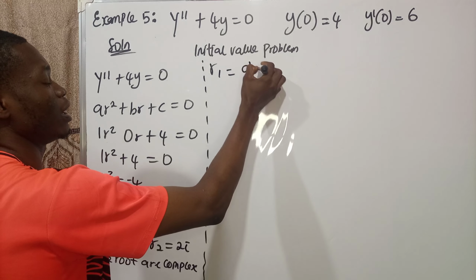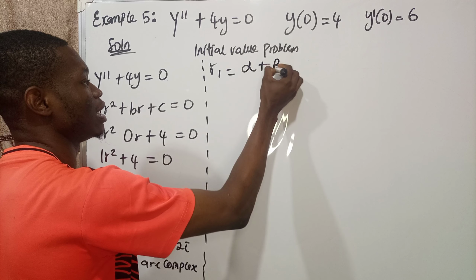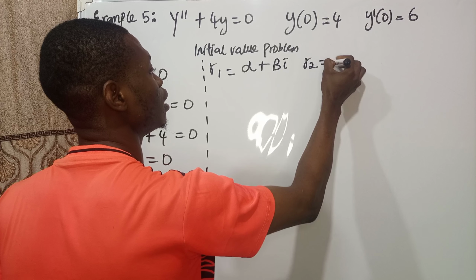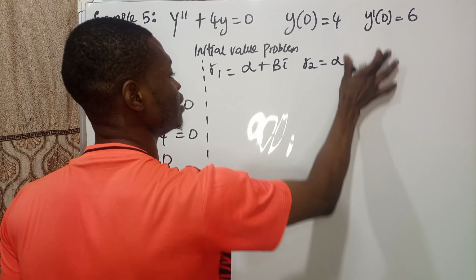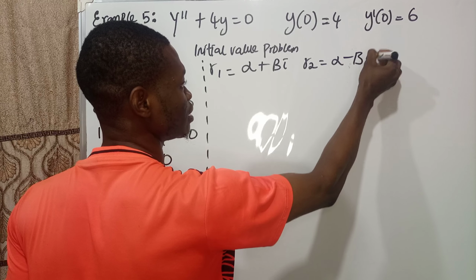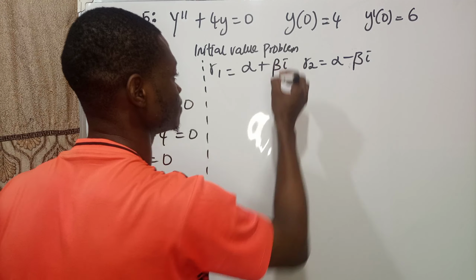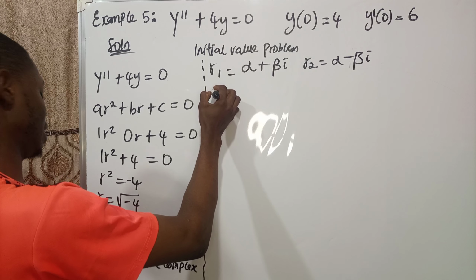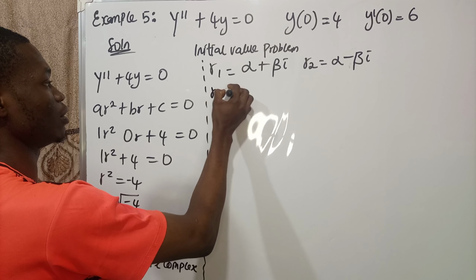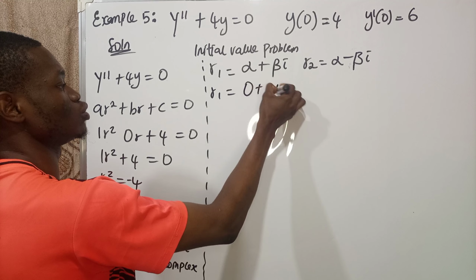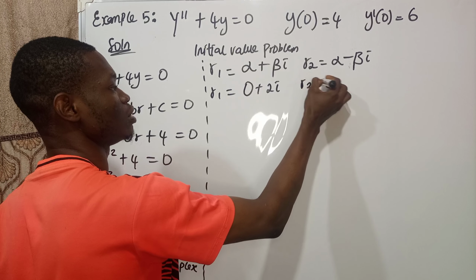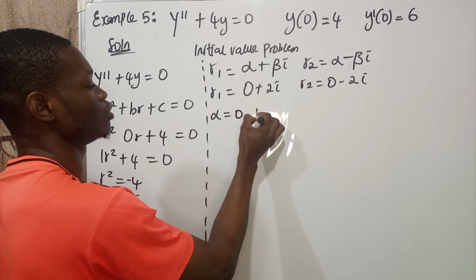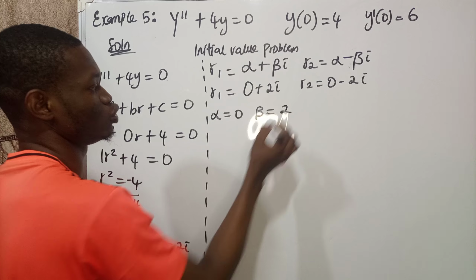So we are going to have r1 is equal to alpha plus beta i, then r2 will now be alpha minus beta i. So r1 is 0 plus 2i, then r2 will now be 0 minus 2i. So alpha is equal to 0, beta is equal to 2.